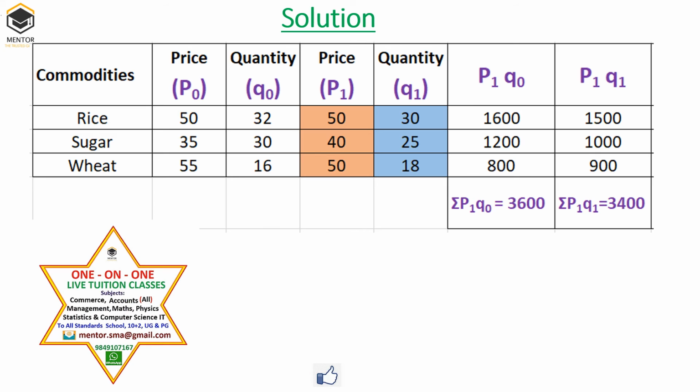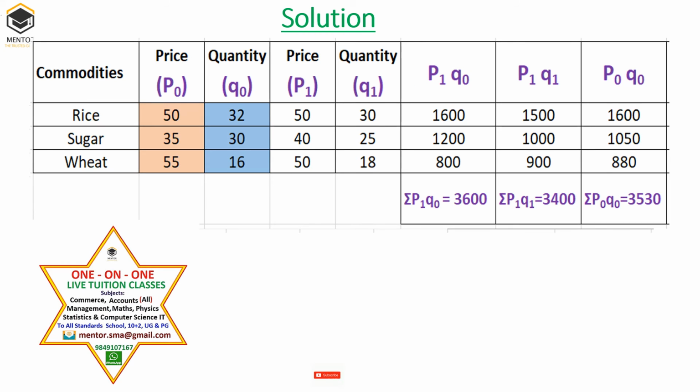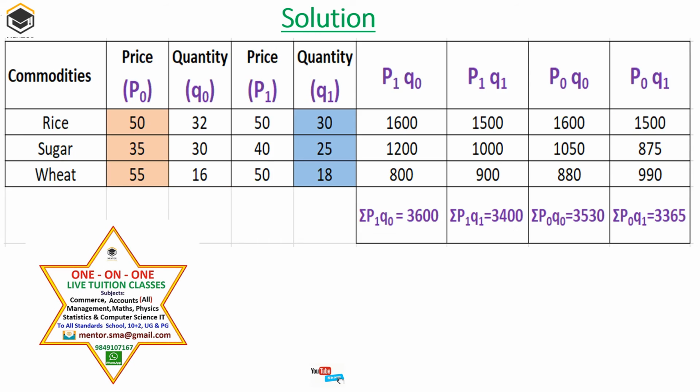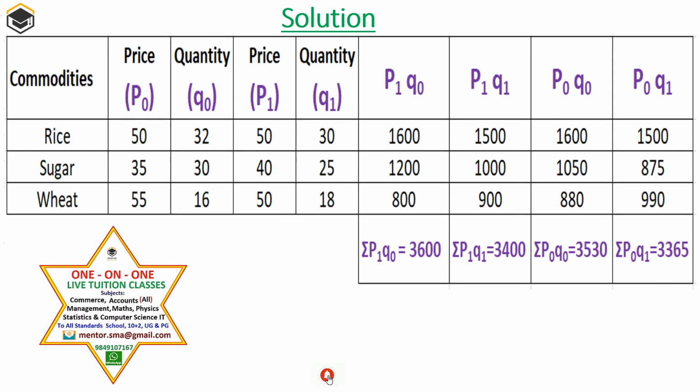Next we have P1Q1. These two values I am going to multiply. After multiplication, the summation value I am getting here is summation P1Q1 equals 3400. Next I have P0Q0. After multiplication of P0Q0, the summation value I am getting is 3530. Next we have the last one, P0Q1. After multiplication of P0Q1 values, the summation value I am going to get is summation P0Q1 equals 3365. So this is the calculation of our table. So the table creation is done.